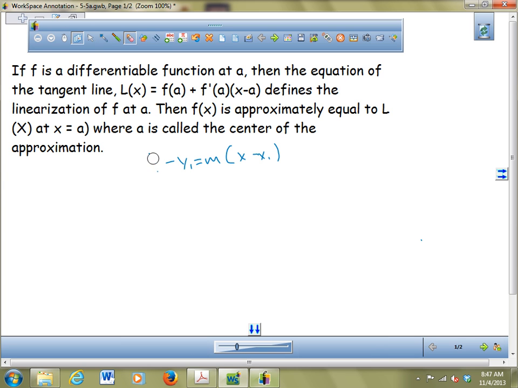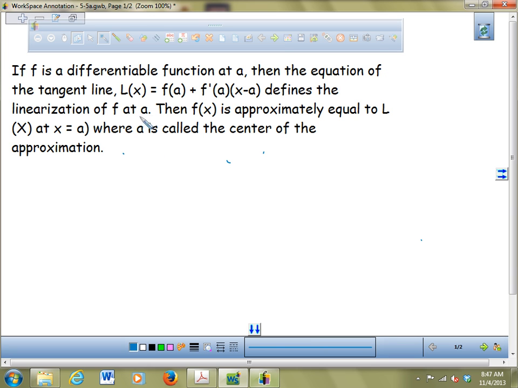This is the equation of the tangent line, and it defines the linearization of f at a. Then f of x is approximately equal to L of x at x equals a, where a is called the center of the approximation. If you want to write that down, you can. If you just want to look at it and take in those words, that's okay too. You want a minute to write that down? It's in your book.